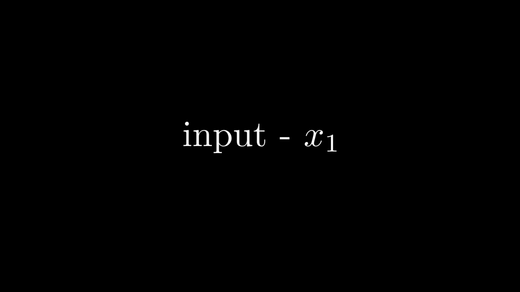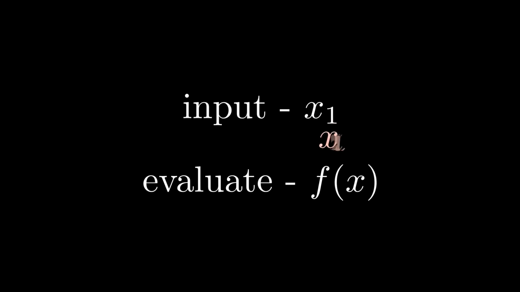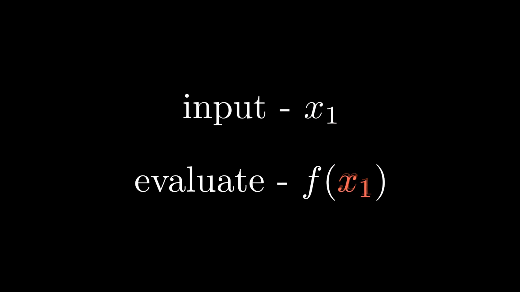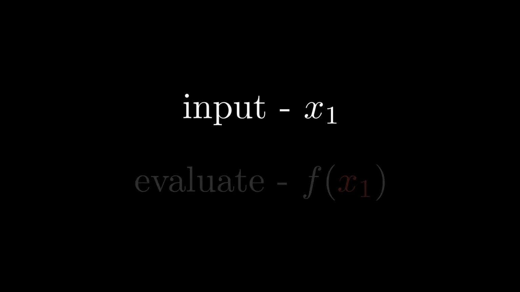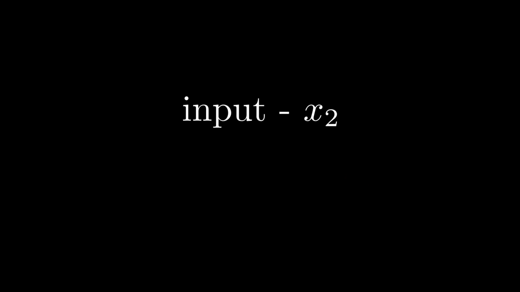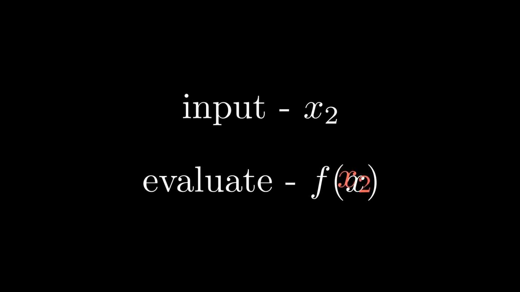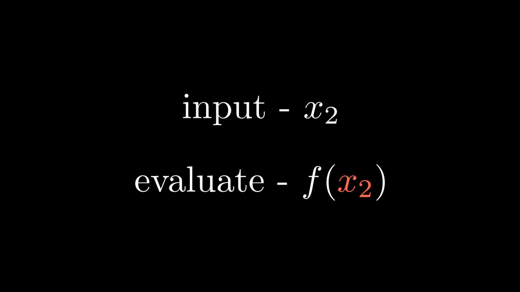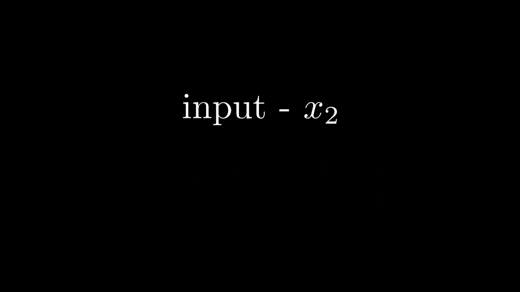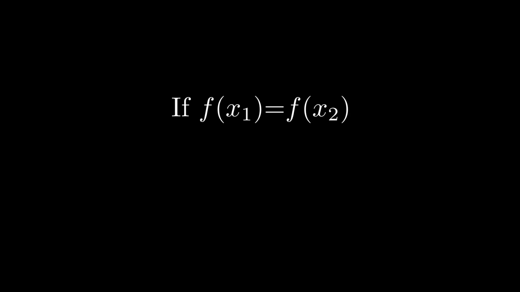So let's look into the classical approach. Beginning with the first input, x of 1, we evaluate f of x of 1, which will output a 0 or a 1. Next, we have the second input, and now we evaluate f of x of 2, and the output will also be a 0 or a 1. If the output of f of x1 is equal to the output of f of x2, then we can conclude that the function's constant.